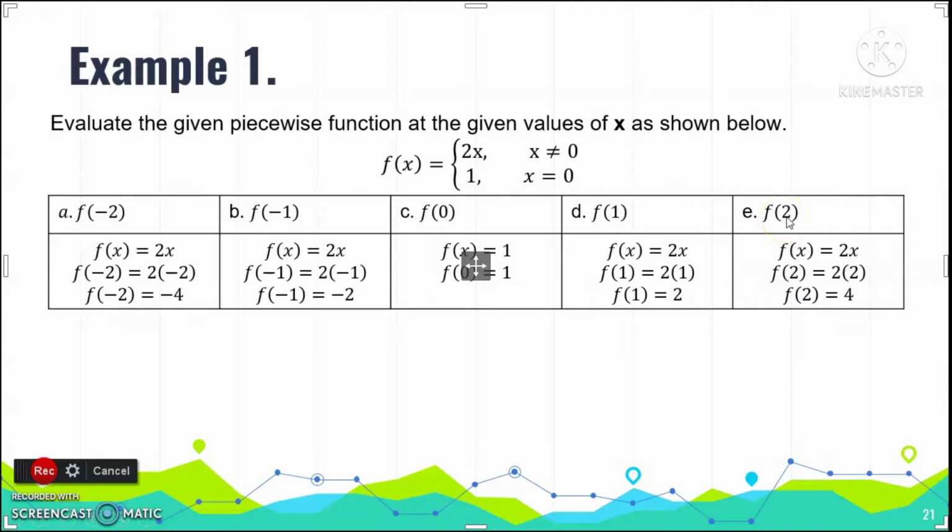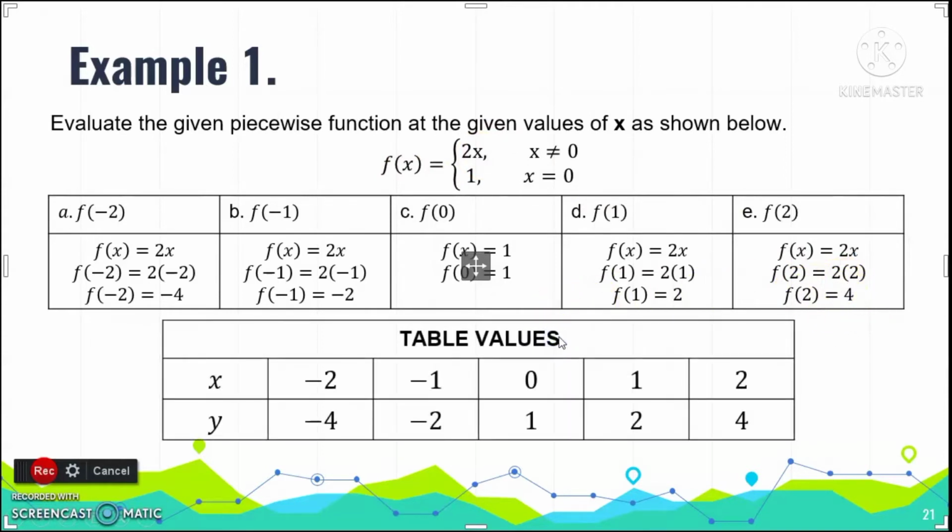Next, we have f of 2. 2 is not equal to 0, therefore we're going to use f of x is equal to 2x. Substituting the given values, we have the answer 4. So we're going to plot this one in our given table values.